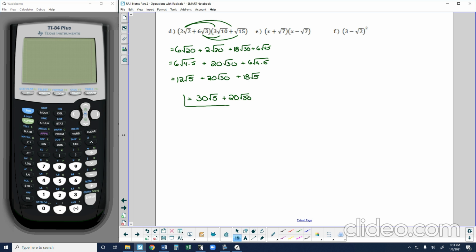So there's a little bit of work here that we have to do as we distribute. Then we want to simplify using our ability to simplify radicals, and then combine the like terms.